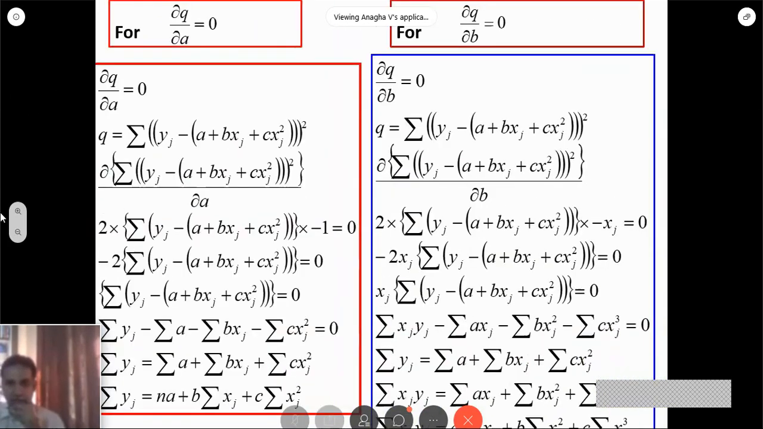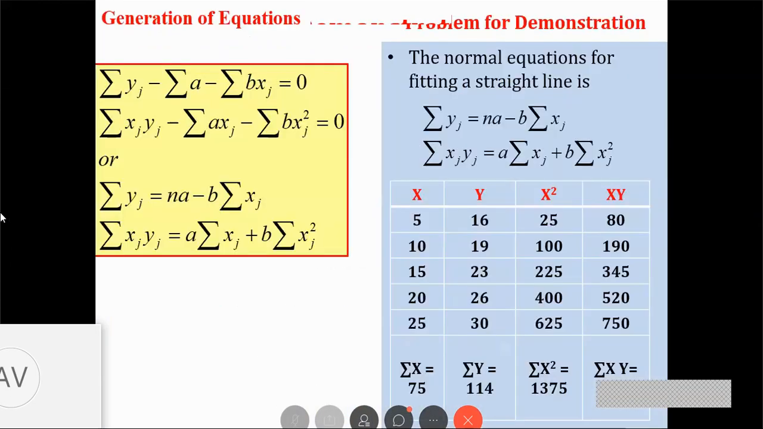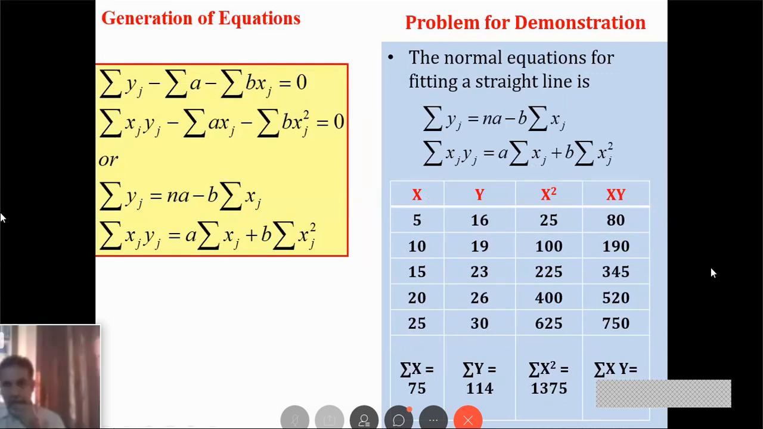So n is the number of data sets. You have 5 sets, so n is 5. A is unknown; you need to find what A is. B is also unknown. Sigma xj is the sum of all x. You get sigma x equals 75, so you can substitute 75 here. Sigma xj yj, the sum of xj yj, comes here. The values of these terms are, let's say, in the next screen.